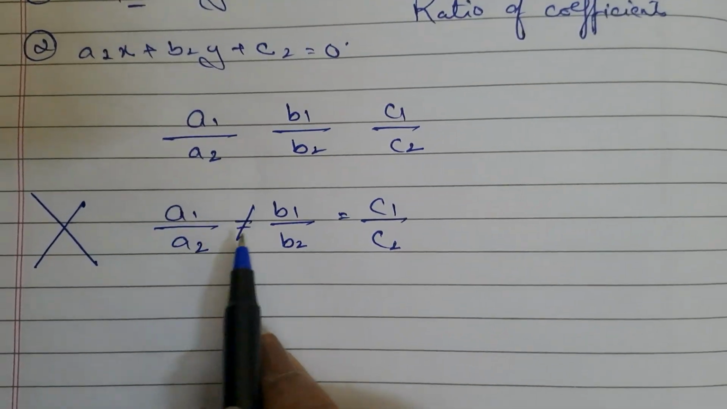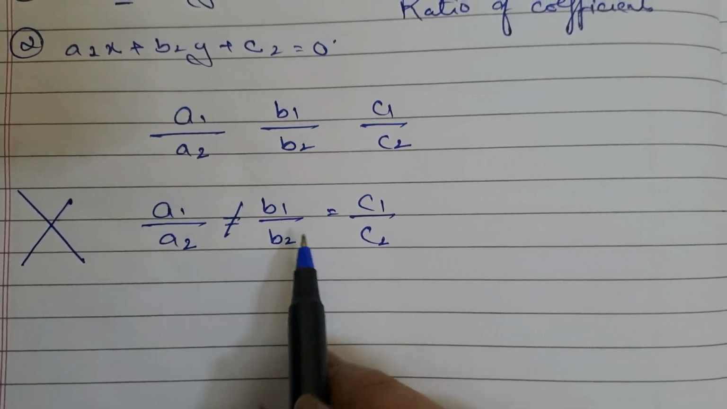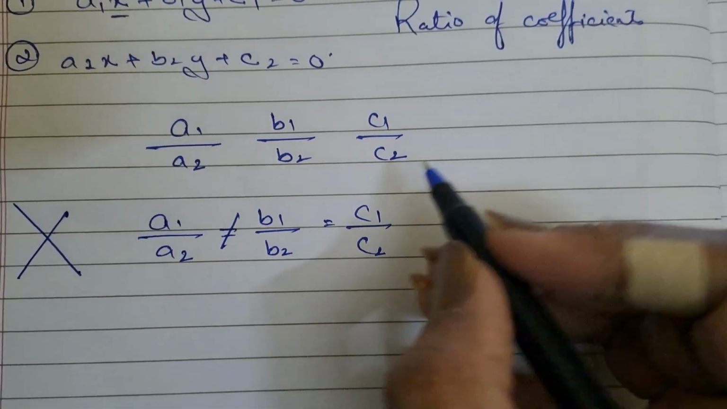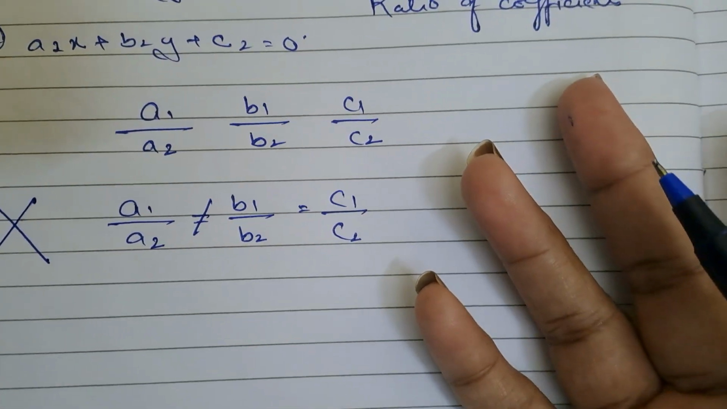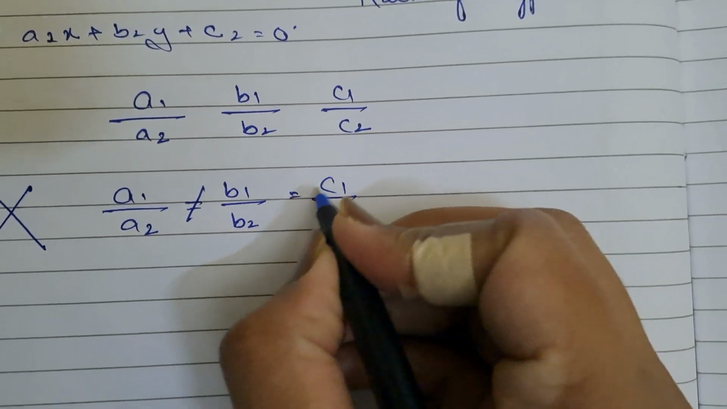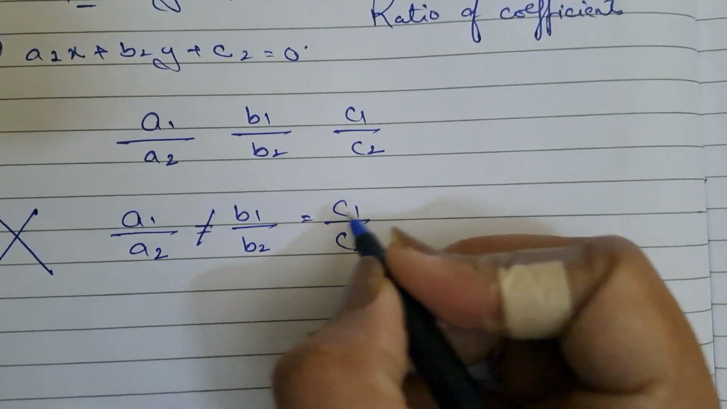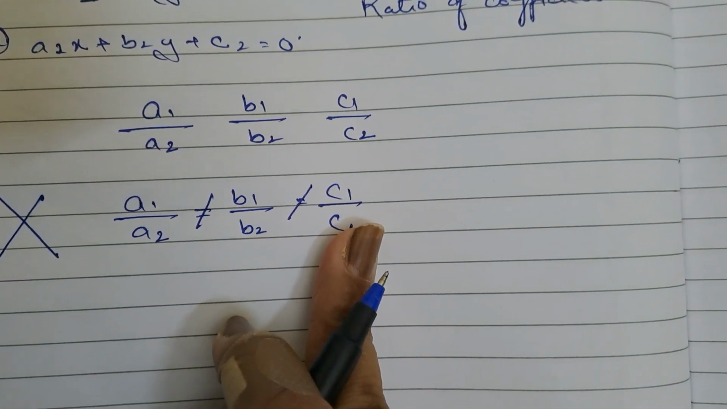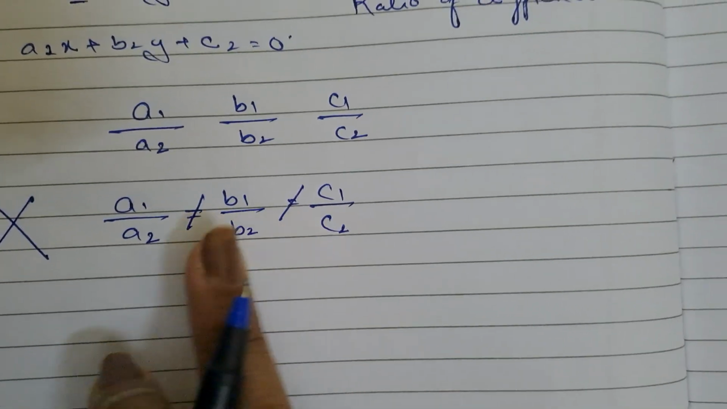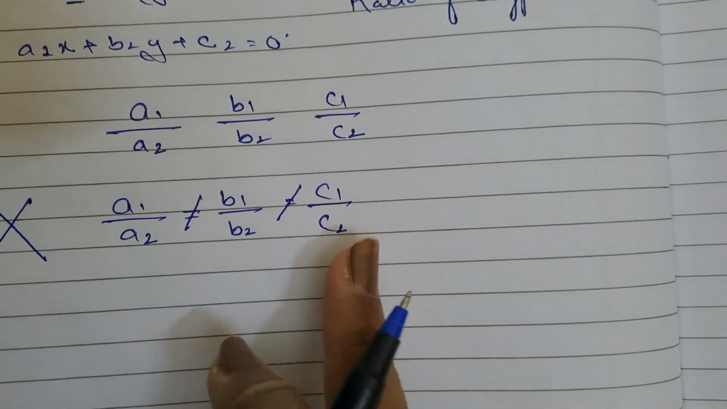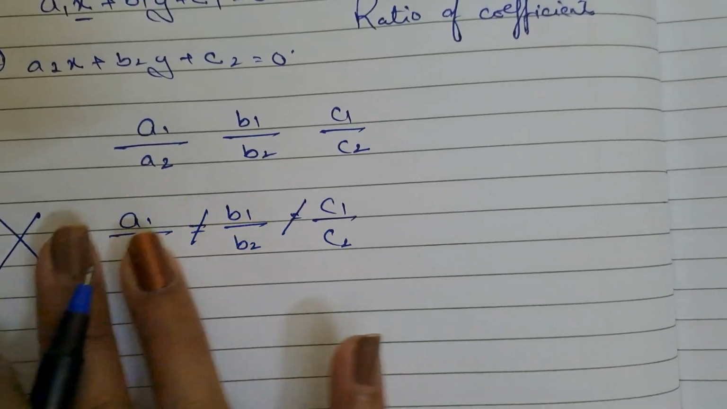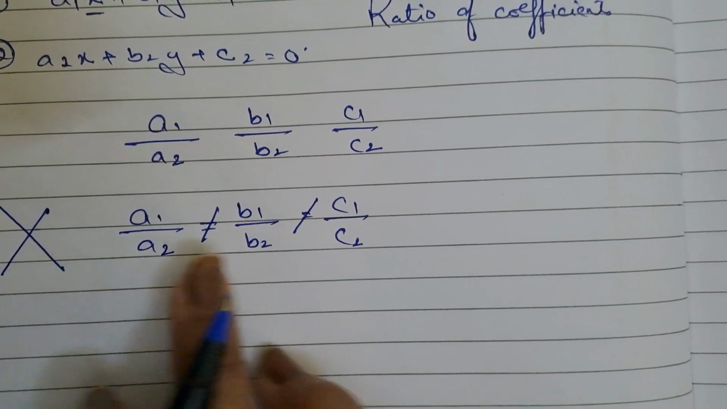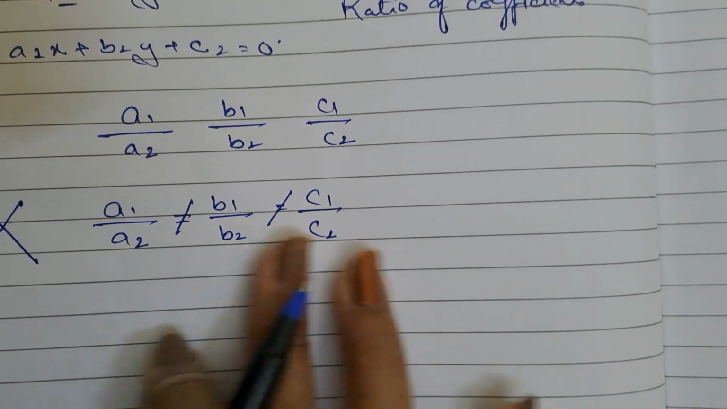Now, if I'm saying that a1 by a2 is not equal to b1 by b2, do I need to even consider c1 by c2? No, I don't even need to consider c1 by c2. I'm pretty sure they won't be equal. None of them will be equal, and when none of them are equal, then we can say that the lines are intersecting lines. The condition is known to us: the lines are intersecting lines and their ratios will not be equal.